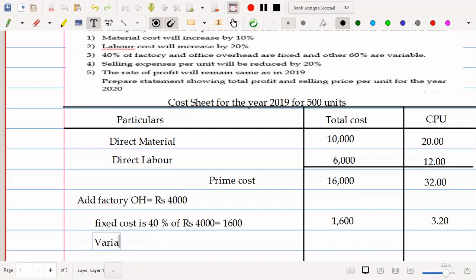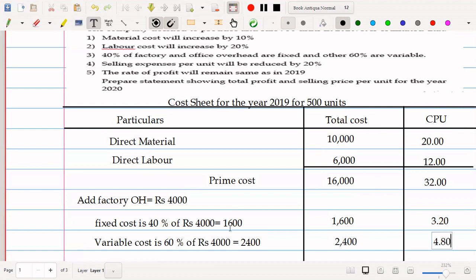Now variable cost is 60% of rupees 4,000. So what will be that? 60% of 4,000, it will be 2,400. When we divide it by 500, it will come to 4.80. So this is one of the methods.